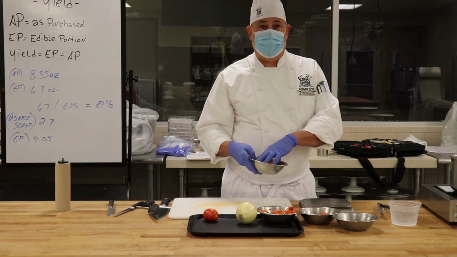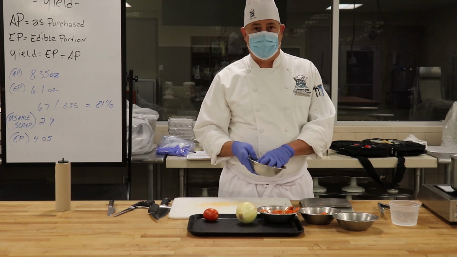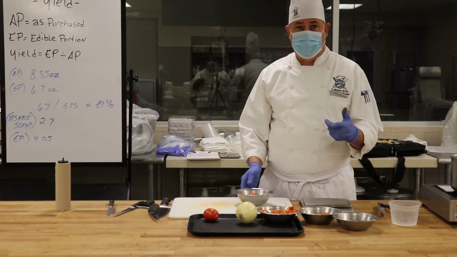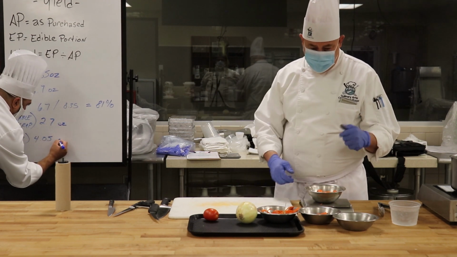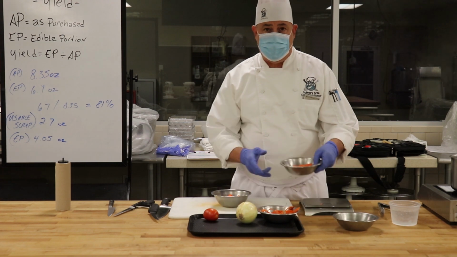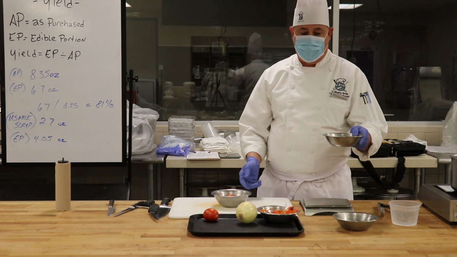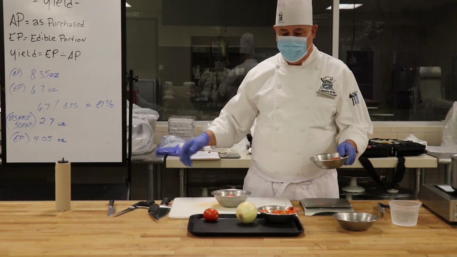Okay, so I fabricated my less than ideal bâtonnets, and the final weight on those is 4.05. And I have my usable scrap, and the final weight on that is 2.7 ounces.